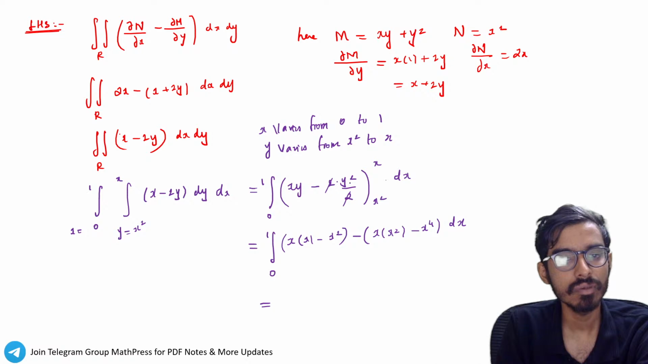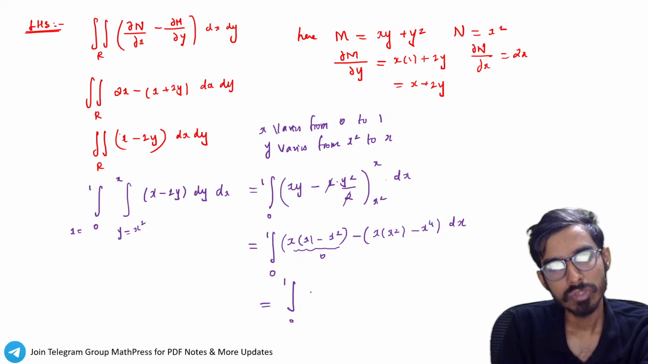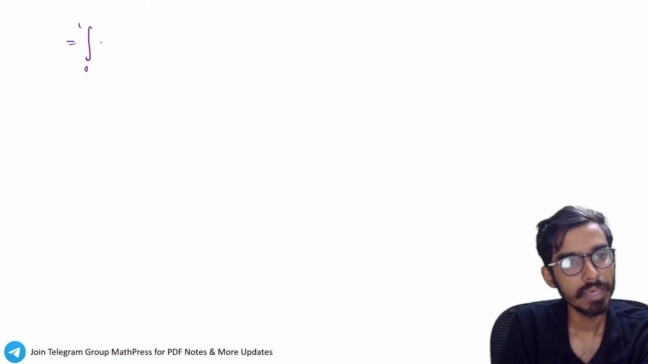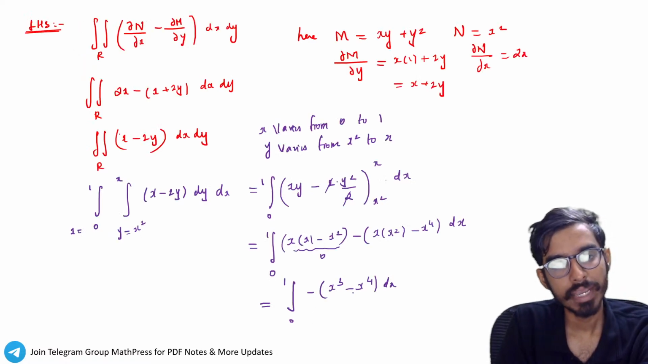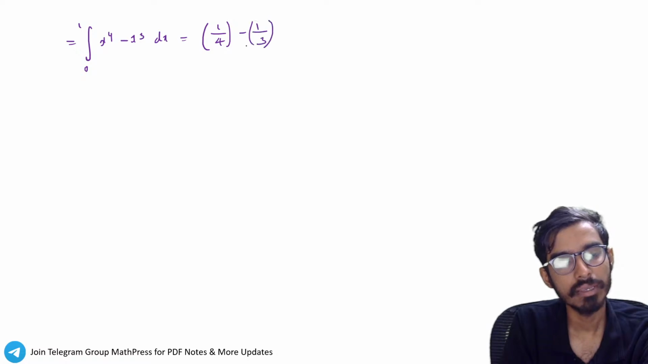So x into x is x square, this is x square, minus the lower limit x into x square minus x square whole square, which will be x power 4. This will be from 0 to 1. This will get 0, right? So here we will have minus x cube minus x power 4 dx. If you take the minus inside, this will be plus x power 4 minus x cube dx. That will be x power 4 is 1 by 4 minus 1 by 3, right?